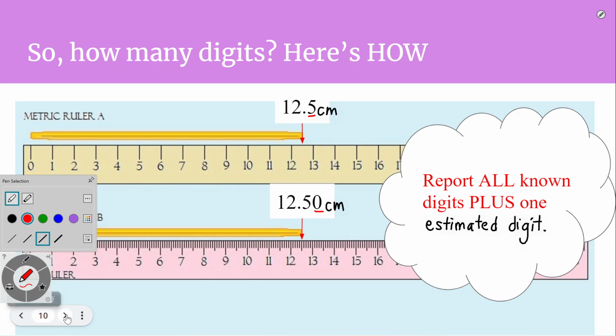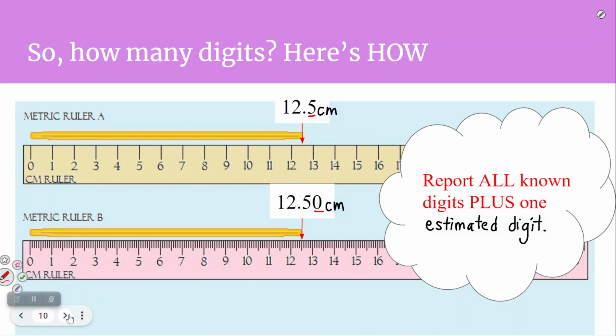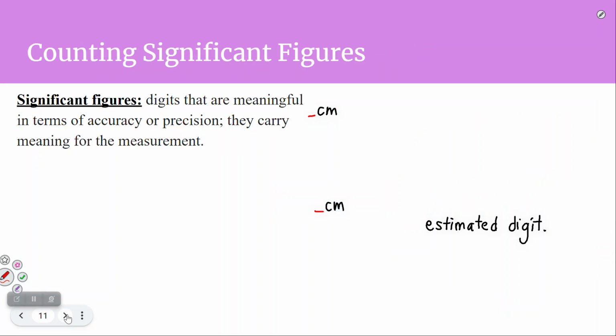All right. So let's see, moving on. Okay. So this leads us to significant figures. So just like the word significant means, it means important, right? A figure in this case means a digit in your measurement. So a significant figure is a digit that's meaningful in terms of accuracy or precision, and it carries meaning for that measurement. Okay. If a figure is not significant, then we're not going to really care what it's doing.